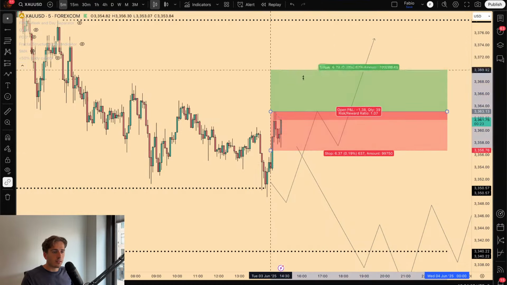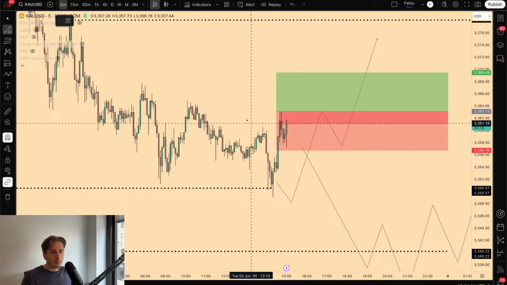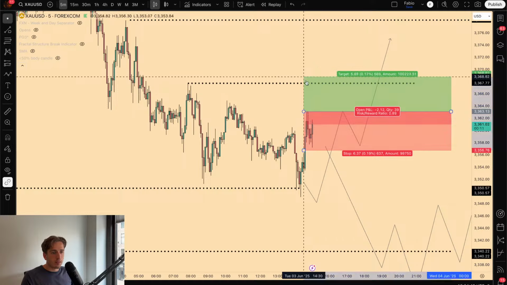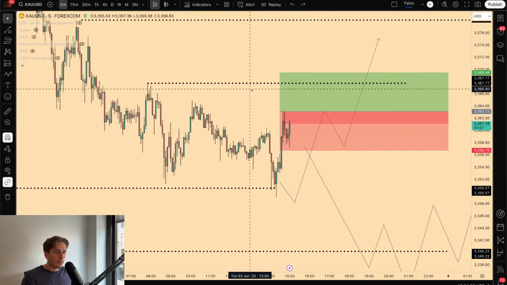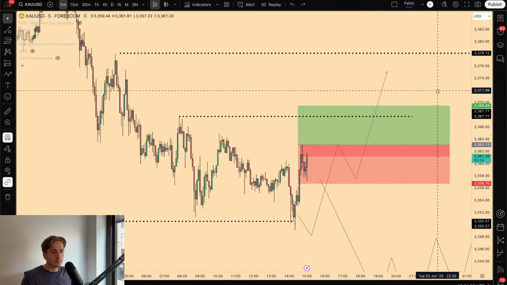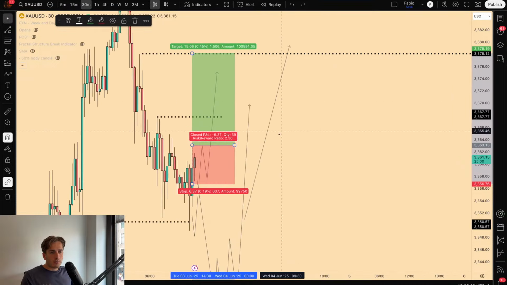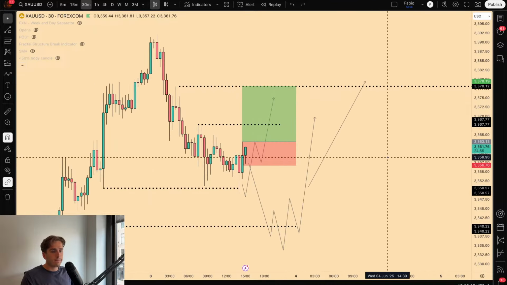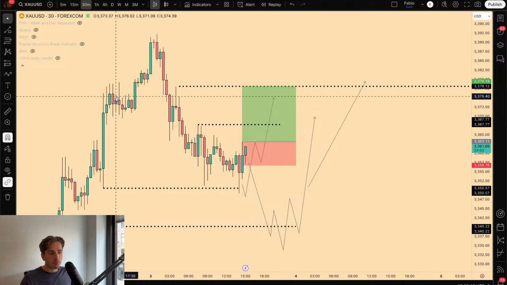Something like this. Get into a quick 1-to-1. Trade it back up, definitely towards this high over here. That's where you could take off some risk at least. So yeah, let's see. I think it's a pretty nice setup.